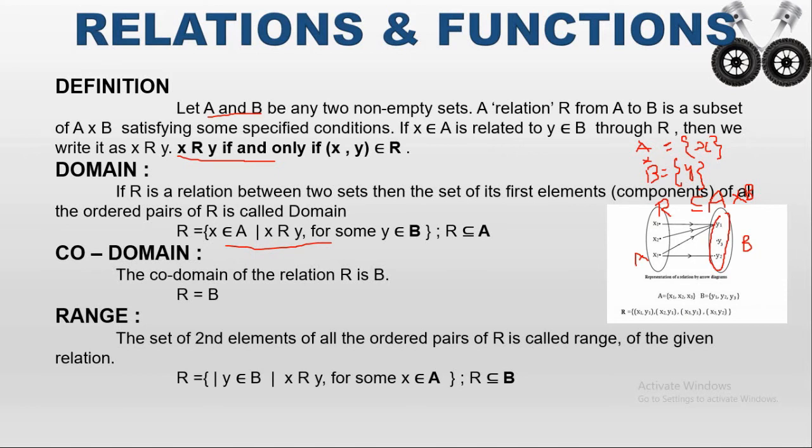Next, range. Range means the set of all permissible outputs. Whatever output is present in the set B, that is called the range. From A to B, the relationship is with y1 and y2. So the permissible outputs are y1 and y2, not y3. So what is the range here? y1, y2. In general terms, we can write (x, y) where y belongs to B, then x is related to y for some x belonging to A, that is, R is a subset of B.